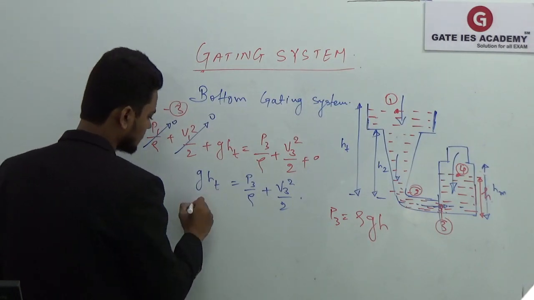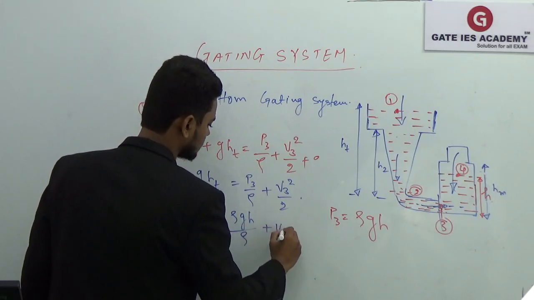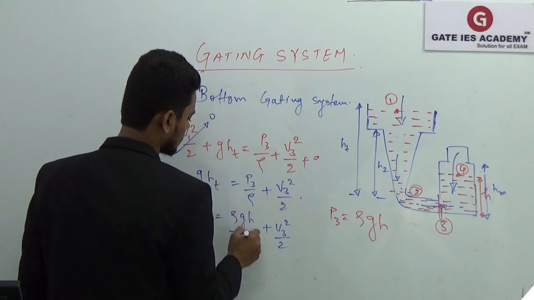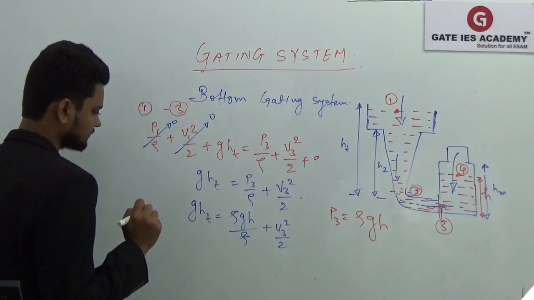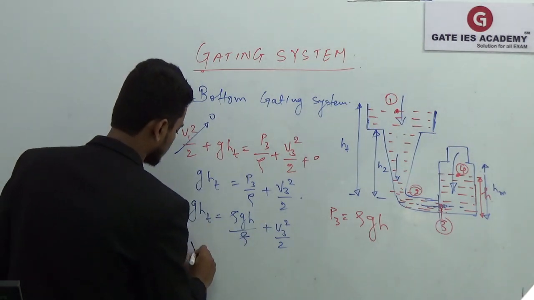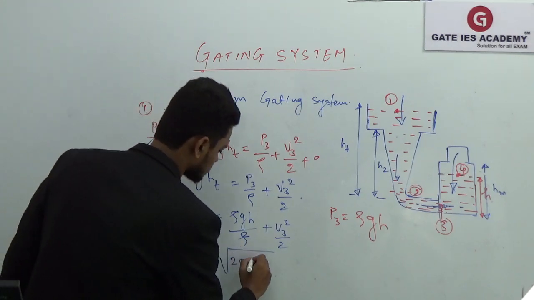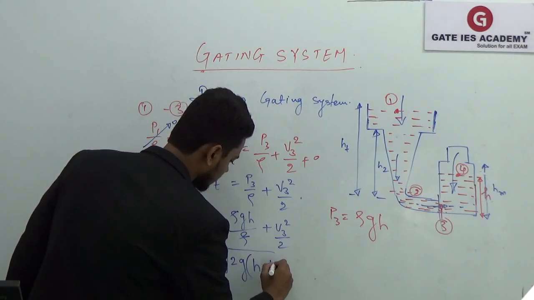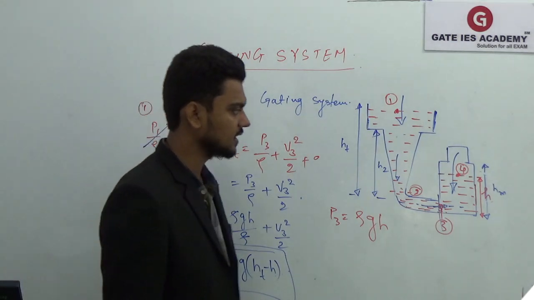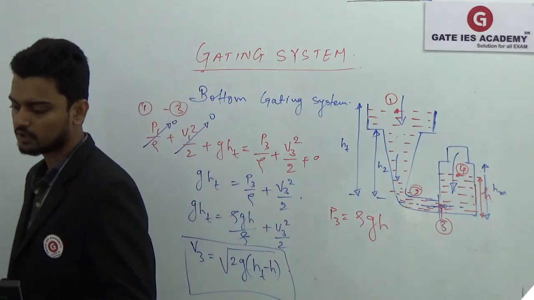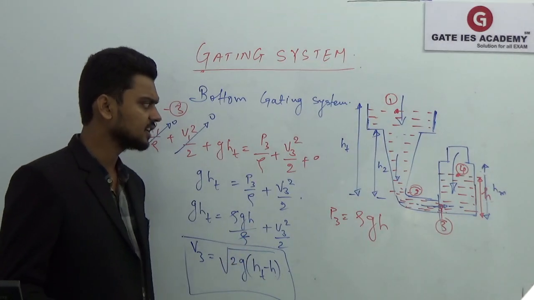g h_t equals rho g h upon rho plus V3 square upon 2. So rho will get cancelled. V3 equals the square root of 2g (h_t minus h). This is the velocity with which the molten metal is entering into your cavity, in case of that bottom gating system.